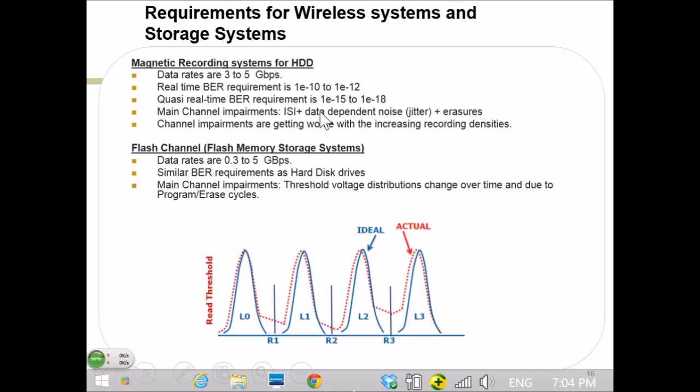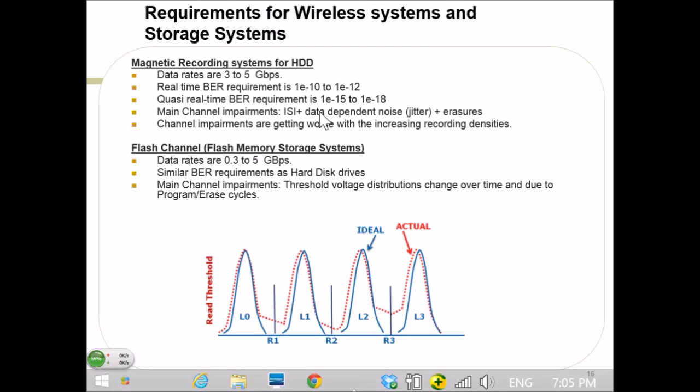And what are the main channel impairments? ISI, I think we talked just a little bit before. There is intersymbol interference, and there is data dependent noise, that's jitter. And then we have the erasures. Erasures are nothing but, okay, that's part of the data. Think about a simple example: if you touch the media, for instance a CD, that essentially erases all the data there.